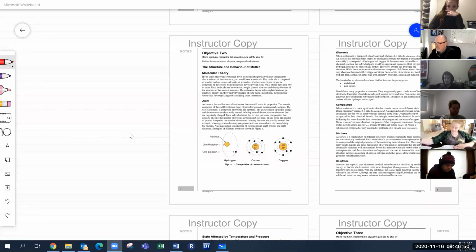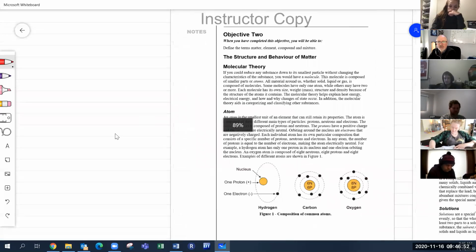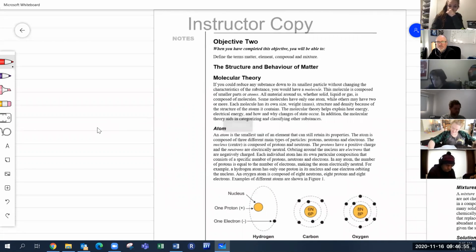objective number 2, which is define the terms matter, elements, compound, and mixture. So the structure and behavior of matter. Can everybody see my screen there? Okay, so there's some boring stuff in this couple of next pages.